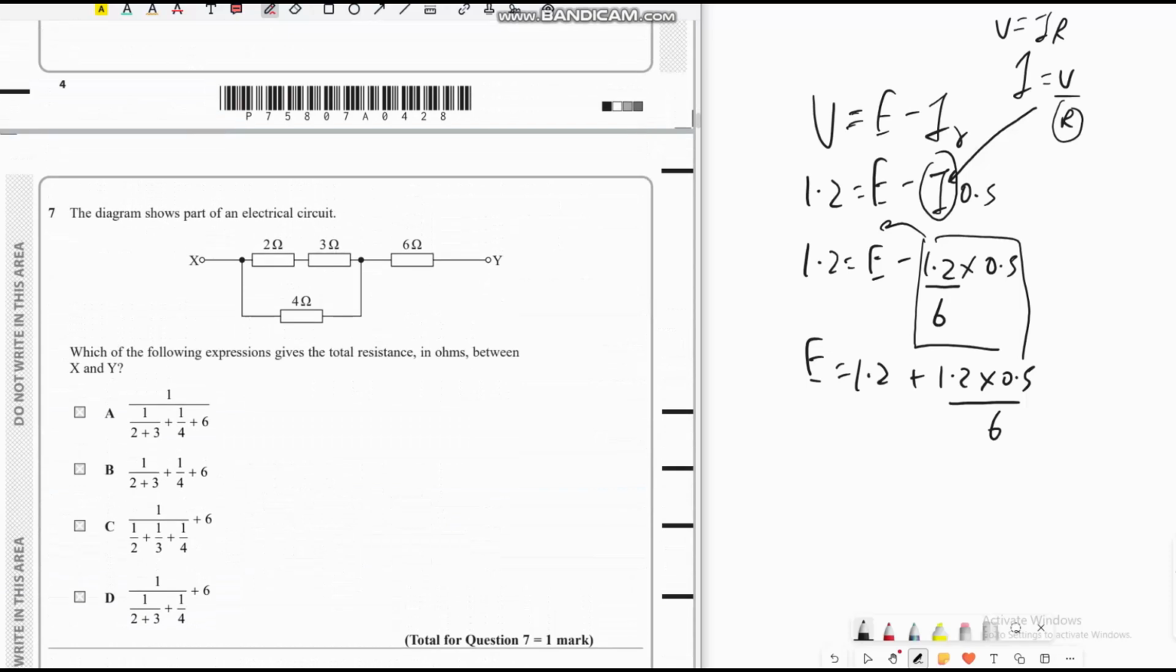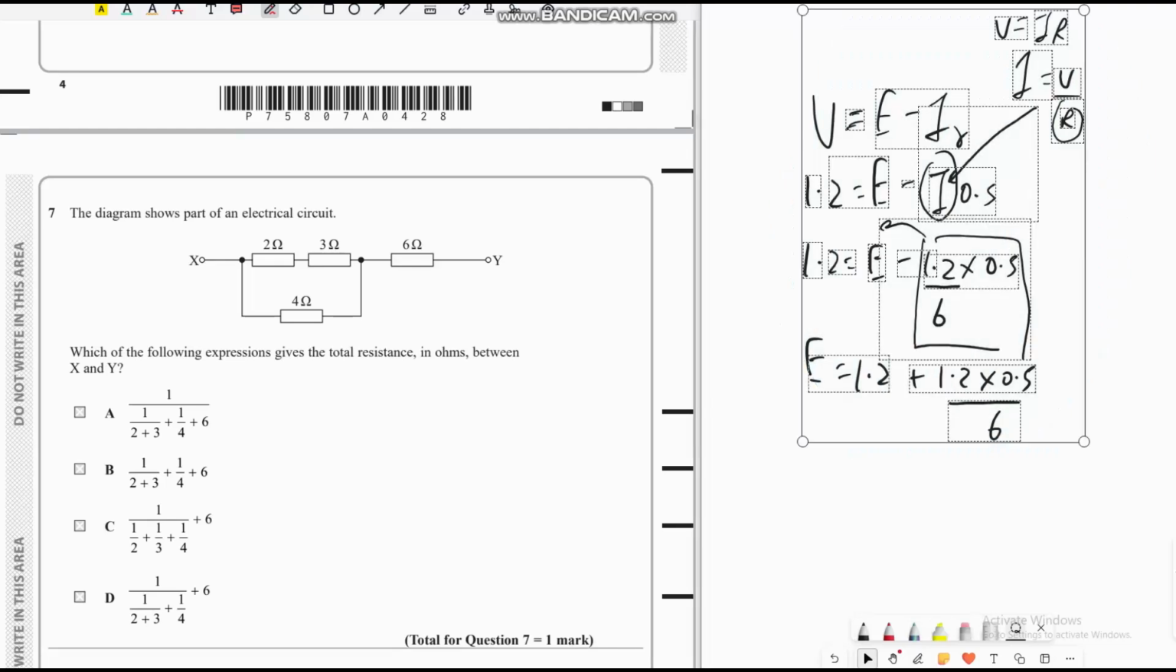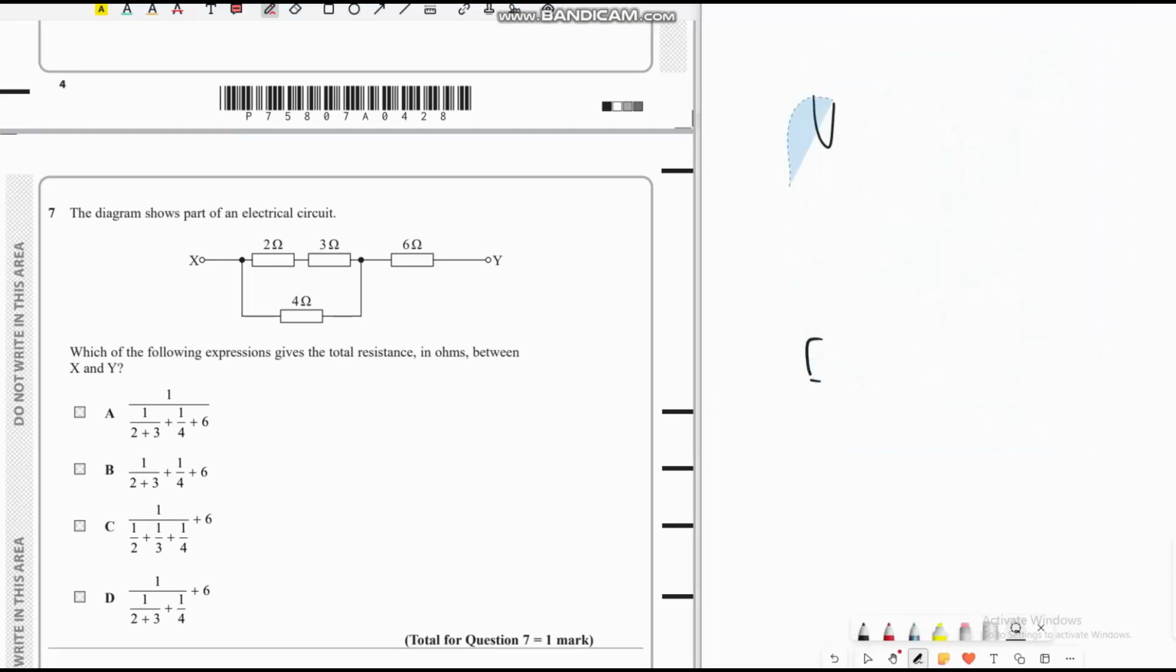The diagram shows part of an electrical circuit. Which of the following expressions gives the total resistance in ohms between X and Y? That means they are asking for the combined resistance of the whole circuit. Right? So we'll try to do a calculation on that. So 2 and 3, the combined resistance is 2 plus 3, which is equal to 5. But they are not giving the simplified answer, so they are giving it with 2, 3, 4 and 6. So we'll go on with that.